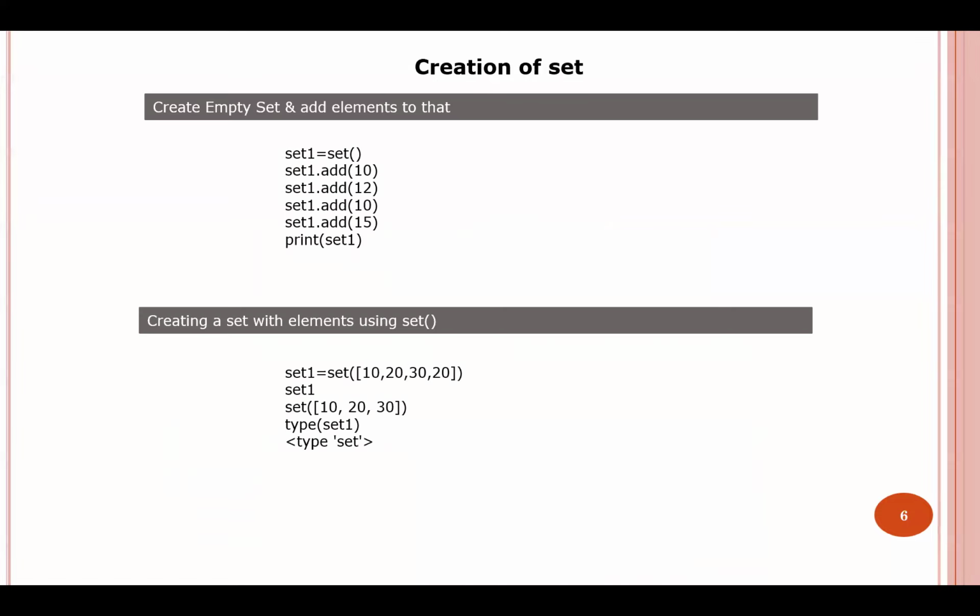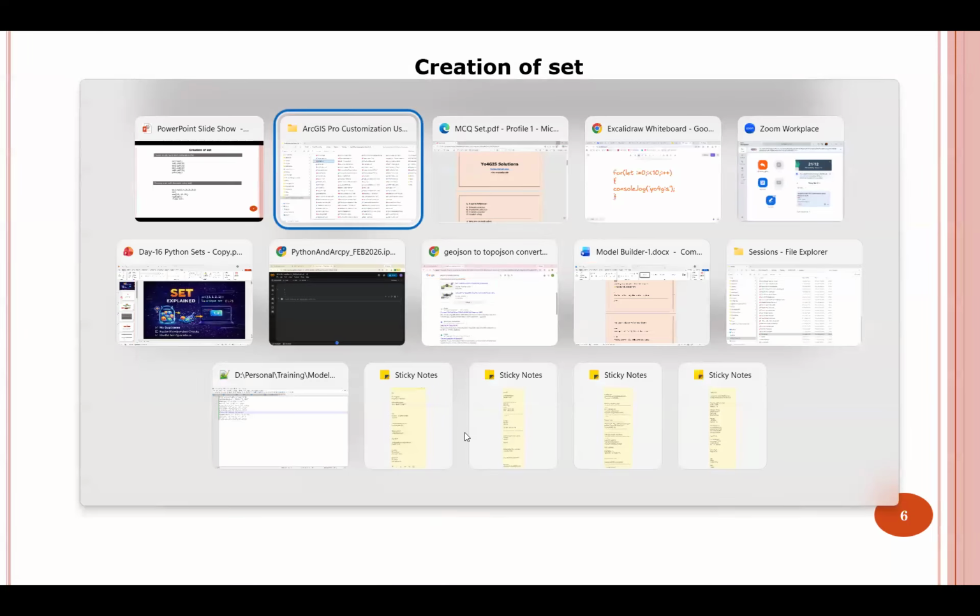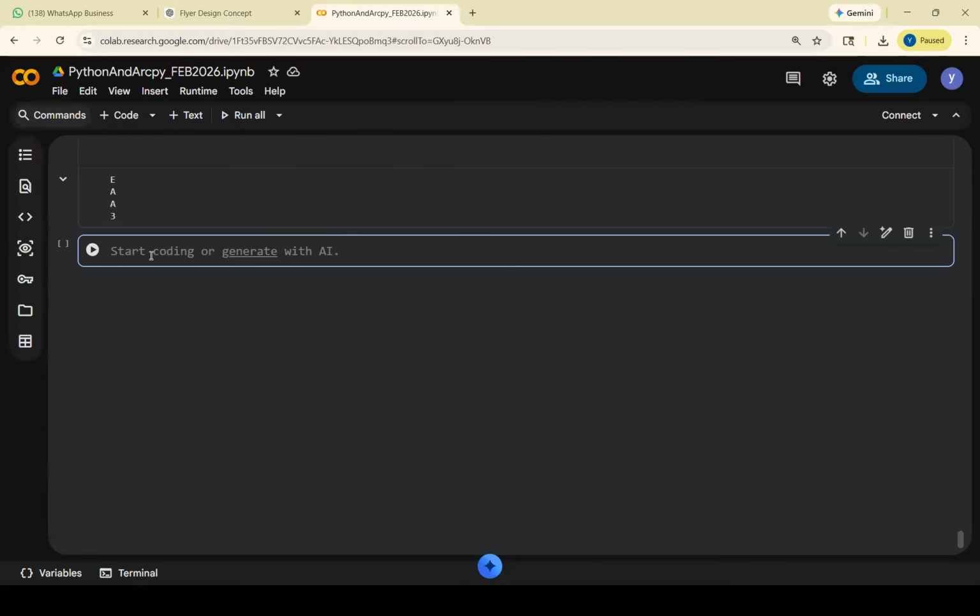Okay, now coming to how to create the set. As you remember, previously we created the list. If I create the list lst1 equal to, we have this option: we can create the list with the help of list and open-close brackets.